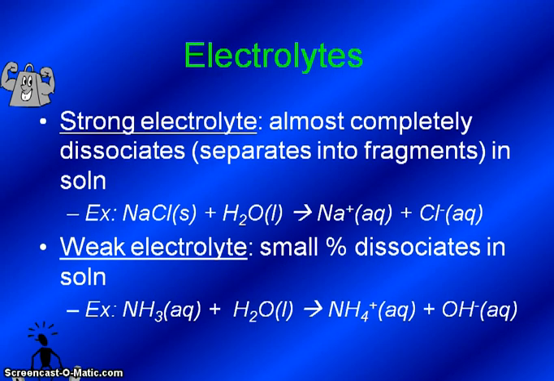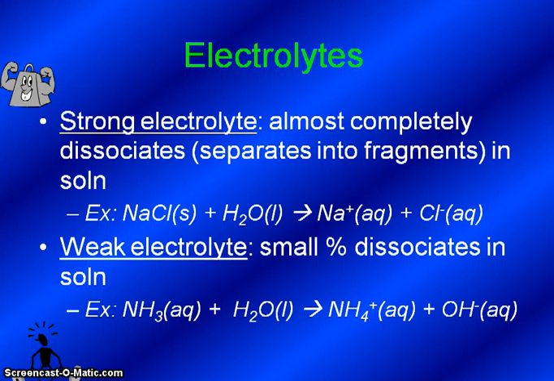And then the electrolytes can be either strong or weak. So I mentioned the meter with the light bulb. If the light is very bright, it will be a strong electrolyte, and if it's weak, a dim light will come on. And with a strong electrolyte, that just means that whatever substance you're trying to dissolve almost completely dissociates or separates into its fragments in solution.